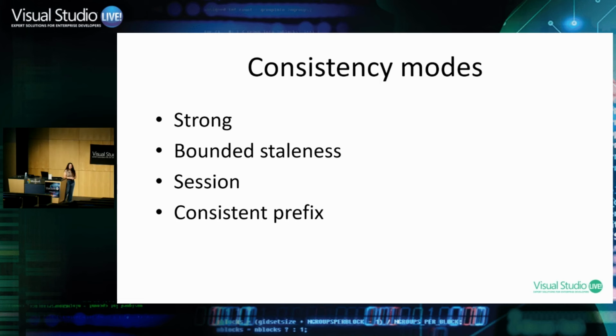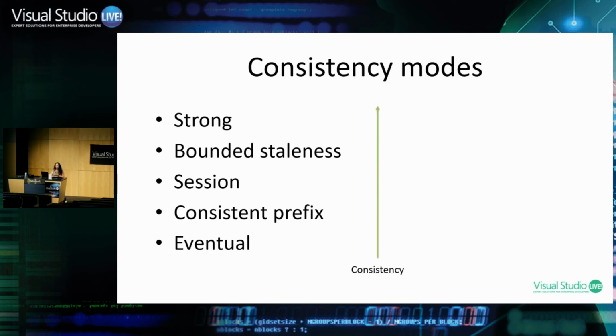Next is consistent prefix. In consistent prefix, you're guaranteed to not get any out of order reads, but you may not necessarily get the latest read. And lastly, we have eventual, which of course is eventually consistent. There's no order guarantees here.